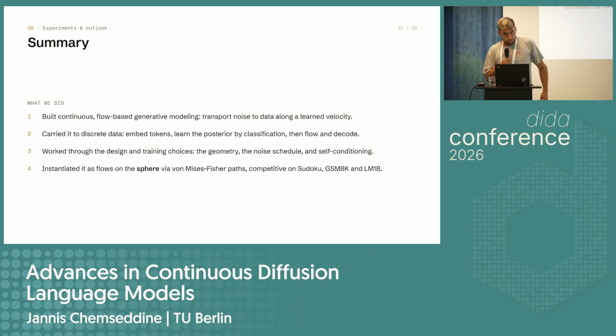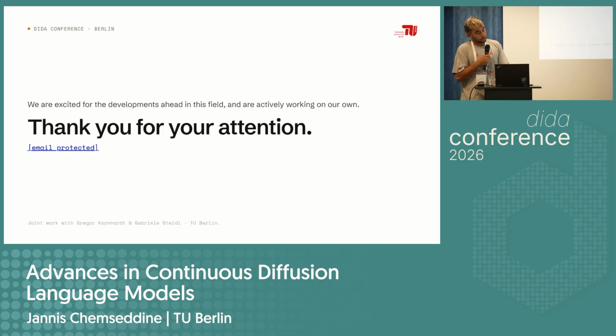Basically, I want to summarize what we did. We built continuous flow-based generative models in general, and the basic idea of how to construct them. Then we embed tokens into continuous space. We look at how to train these models. And specifically, we looked at how to train these spherical models, how to set that up, and what kind of results they get. And finally, a little bit of an outlook. Thank you for your attention. Open to questions.